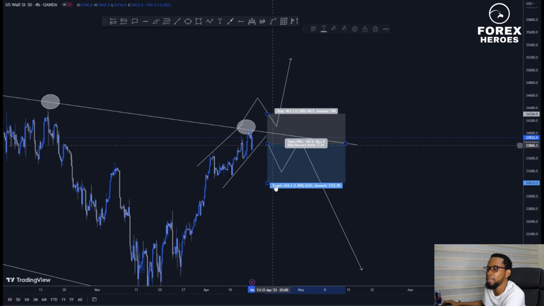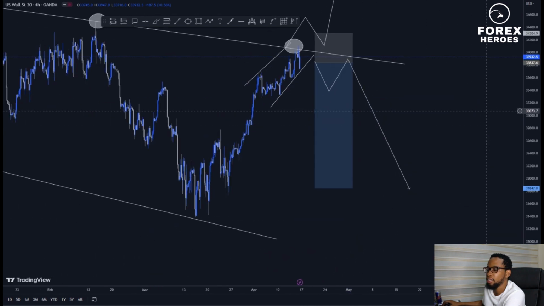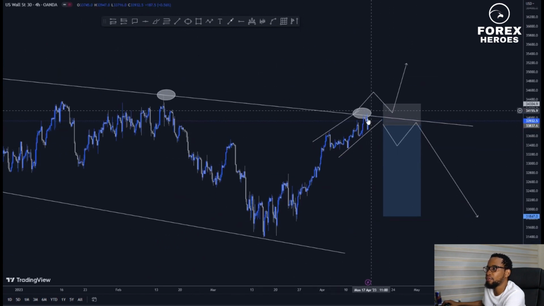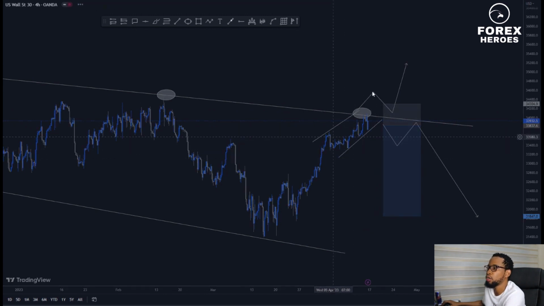Looking at this, what I would do is place myself once it breaks here. That way it will give me much more confirmation to say, okay, fine, indeed we are pushing to the downside, but not disregarding that we have a chance of pushing further up. But if it breaks this, then I don't have any reason to keep on buying.